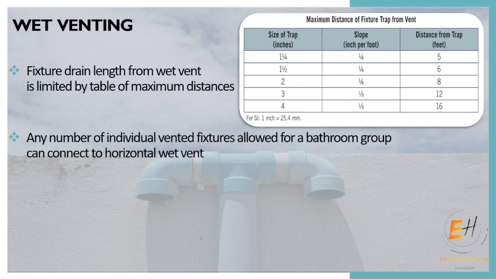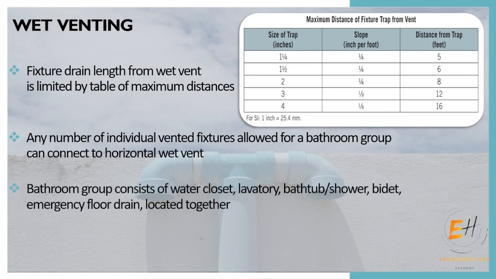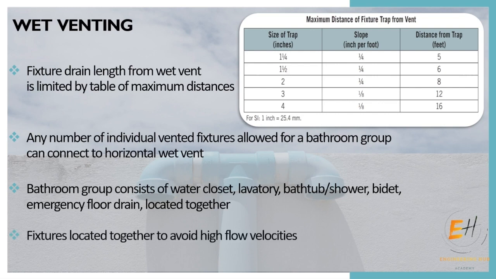The code allows for any number of individual vented fixtures of the types allowed for a bathroom group to connect to the horizontal wet vent, as long as the total number of fixtures allowed for the bathroom groups is not exceeded. Section 202 of Chapter 2 in the IPC is the key to the maximum number and type of fixtures that can be accommodated by a horizontal wet vent. The definition of bathroom group is a group of fixtures consisting of a water closet, lavatory, bathtub, or shower, including or excluding a bidet, an emergency floor drain, or both. Such fixtures are to be located together on the same floor level. This is done to avoid high flow velocities, which could cause excessive turbulence that might block the airspace above the waste flow level.